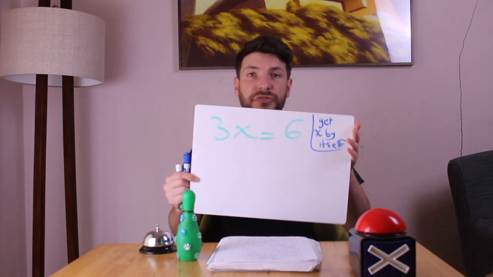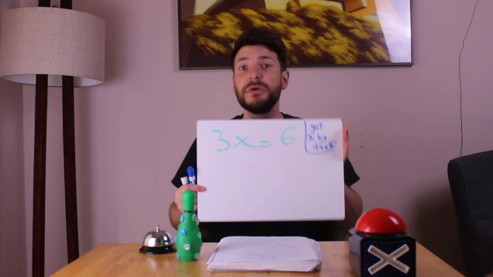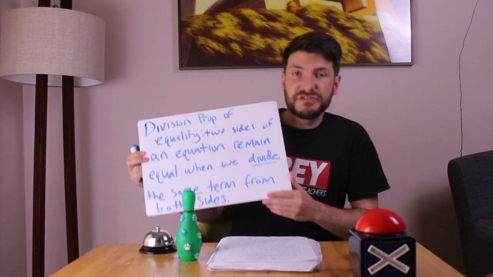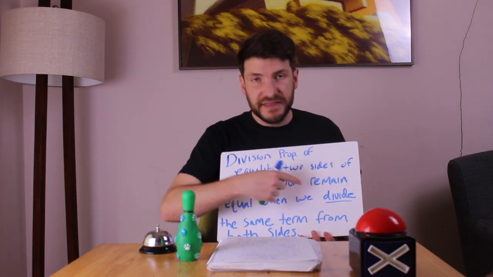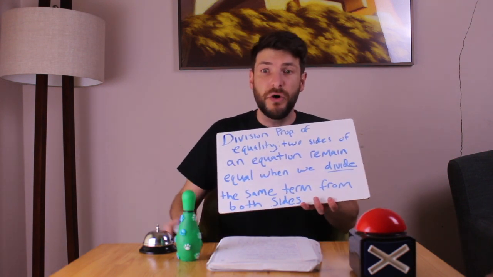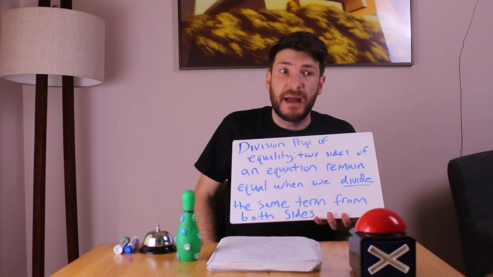To solve a multiplication equation, something like this one here, 3x equals 6, we want to be solving for x. And to do that, we want to use the division property of equality. Now, the division property of equality states that if you have two sides of an equation and you divide them by the same amount, it's going to keep your equation balanced.